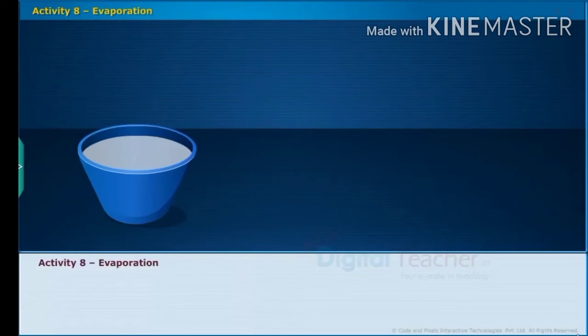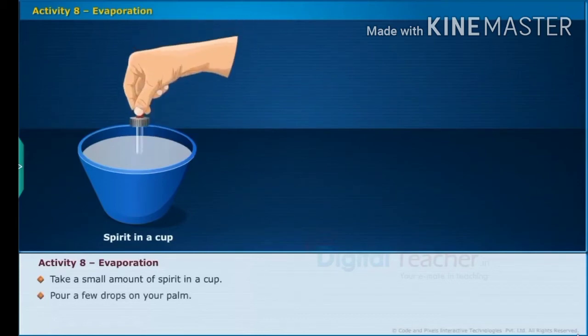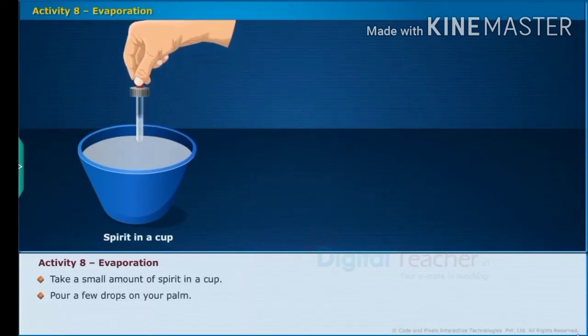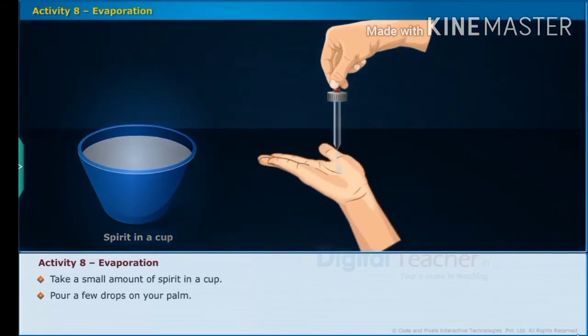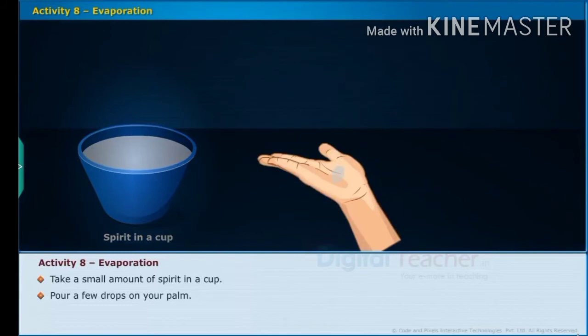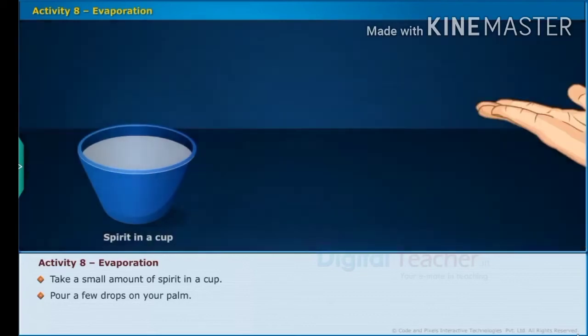Let us perform an activity for evaporation. Take a small amount of spirit in a cup. Pour a few drops on your palm. Your palm feels cold. Let us see why this happens.